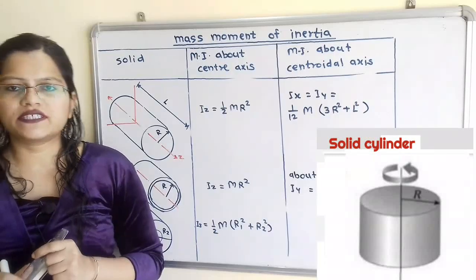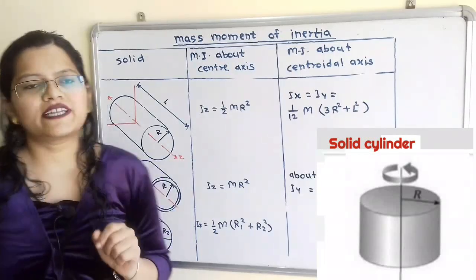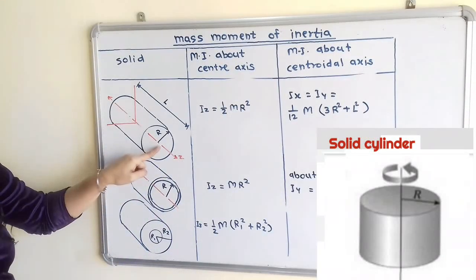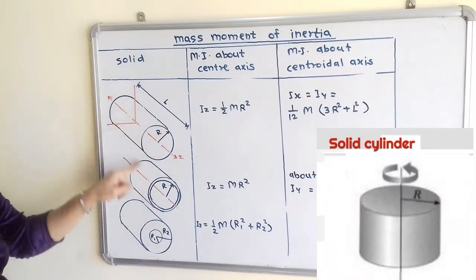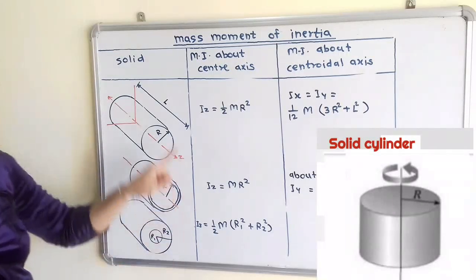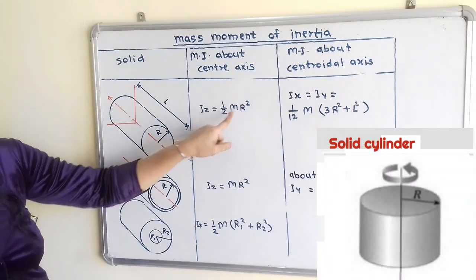Next is the solid cylinder. If we take the axis which is passing through the center and which is parallel to the length L of the cylinder, and the radius of the cylinder is capital R, then Iz is equal to half MR square.